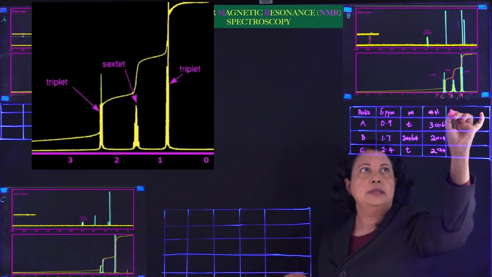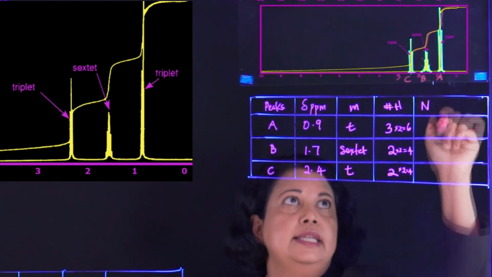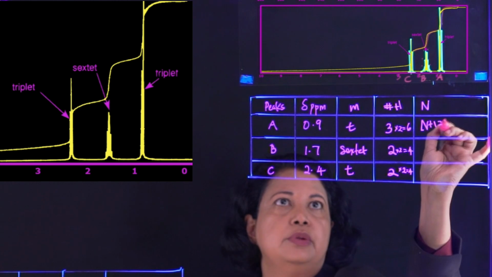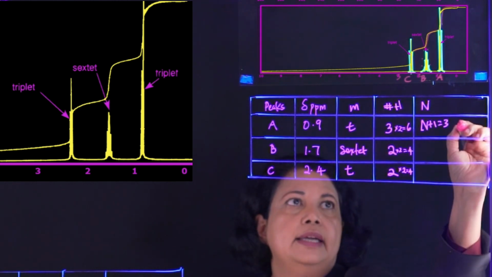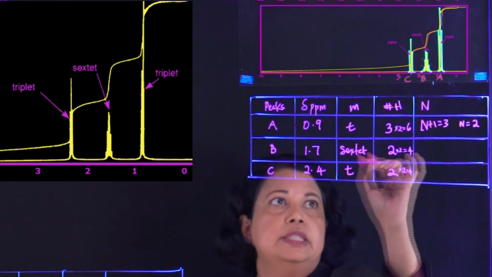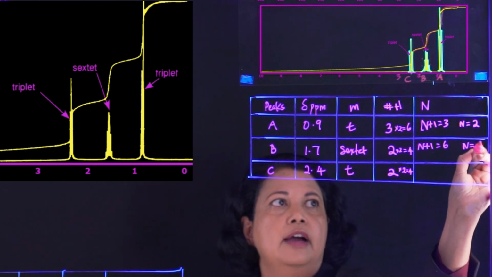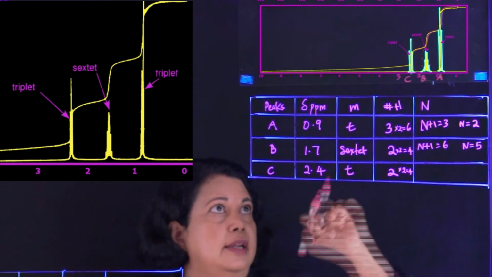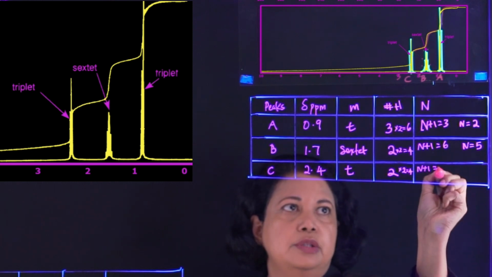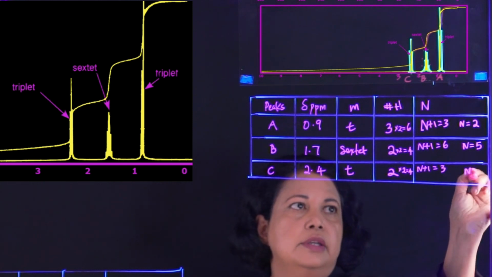Let's look at the neighbors. Those are really important. This A is a triplet, which means n plus 1 is 3. Triplet is 3. That means you have 2 neighbors. This is a sextet, n plus 1 is 6, so you have 5 neighbors. You're in a really crowded neighborhood there. Time to get out. N plus 1 is 3, triplet is a 3, therefore n is going to be 2.